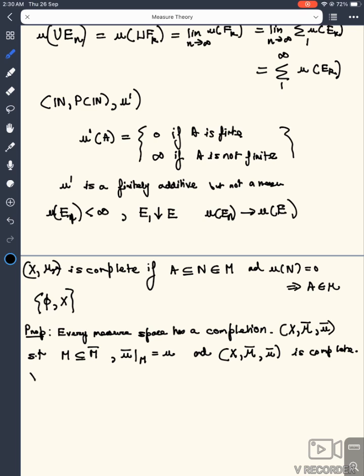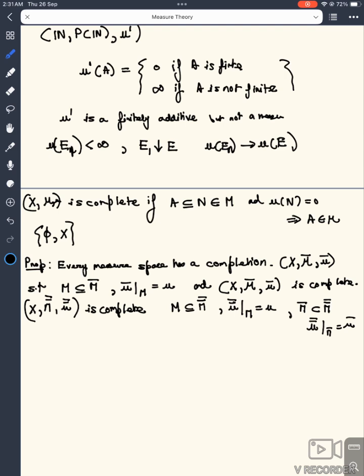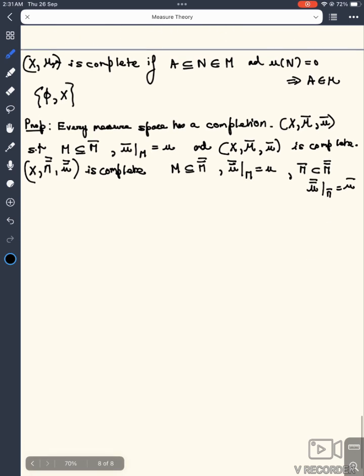That is, if X, M bar bar, mu bar bar is another complete measure that extends X, M bar, mu bar, then this is said to be X, M bar, mu bar. This is the smallest one, so it is contained here. That's why it's called the completion. So the proof is simple.